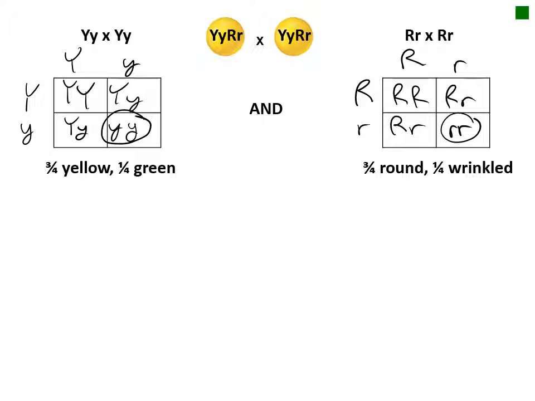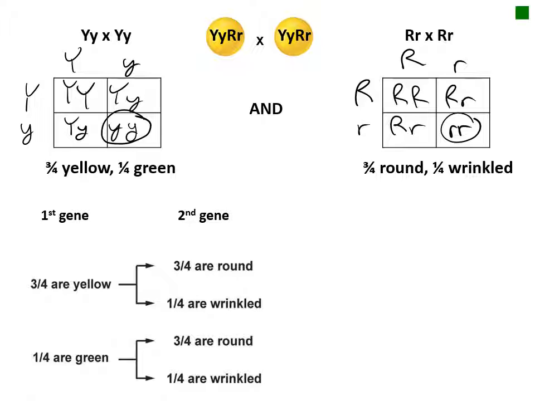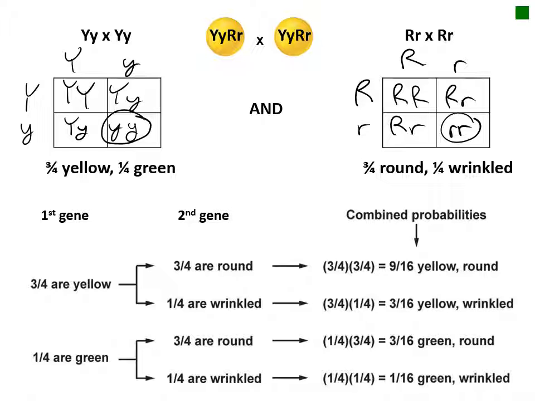To do the forked line method, you look at the probabilities of the first gene, and then draw forked lines from each of the probabilities to the second gene. You then combine each of the probabilities together based on the AND rule. For example, there is a 3/4 chance that the plants are yellow and a 3/4 chance that they are round. So there is a 3/4 times 3/4, or a 9/16 chance that they are yellow and round. Notice, as you go along each line, you will obtain the same 9:3:3:1 ratio that you obtained from the large Punnett square.